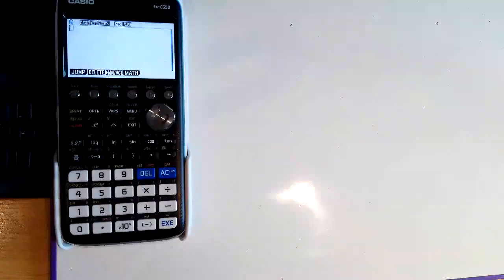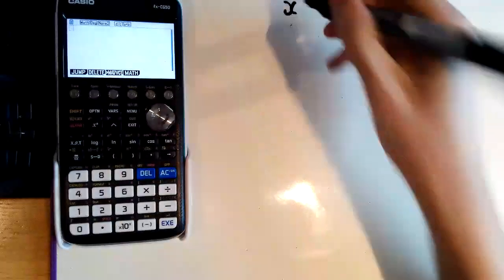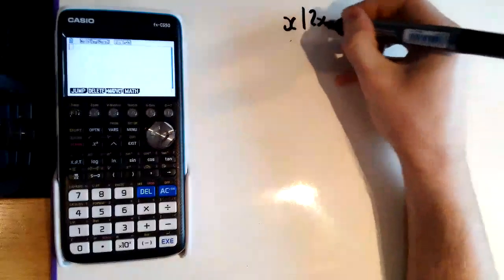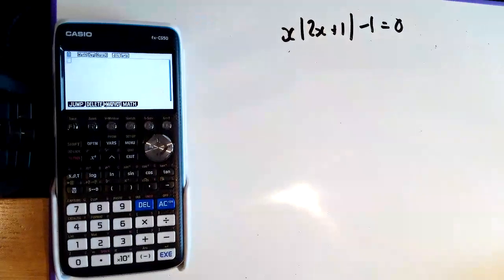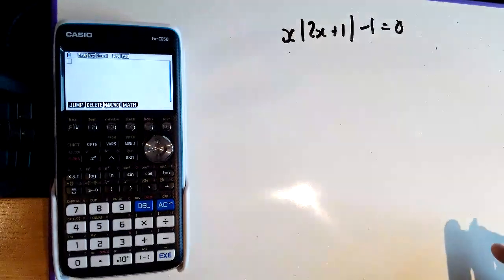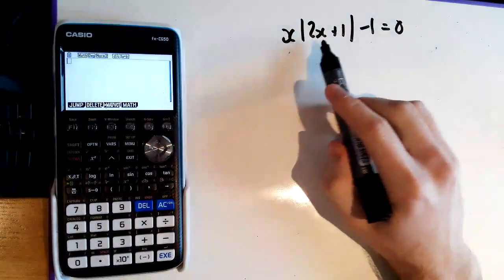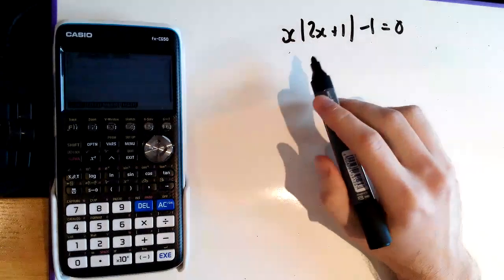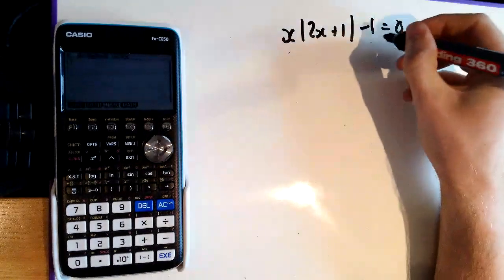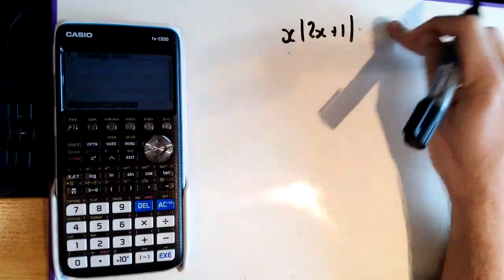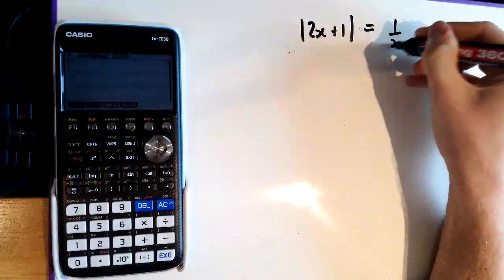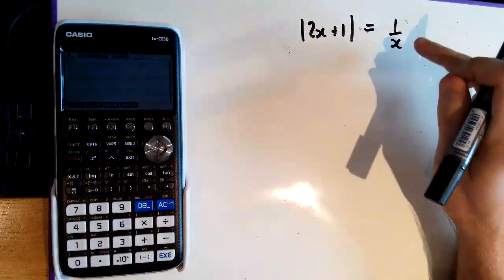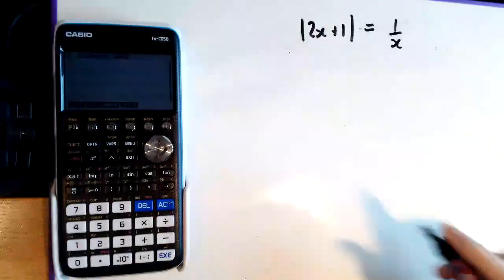Okay, start 2. So we have x, let's put it x, modulus 2x add 1, take away 1 equals 0. And remember to solve them, it's best to draw a graph. However, I don't really want to draw a graph of x times the modulus. So I'm going to rearrange it by taking the 1 to that side and then dividing both sides by x to get that. Because I know what the sketch of that looks like and I know what the sketch of that looks like.